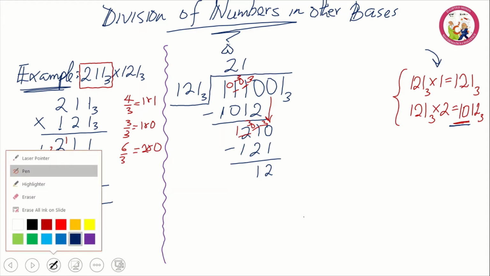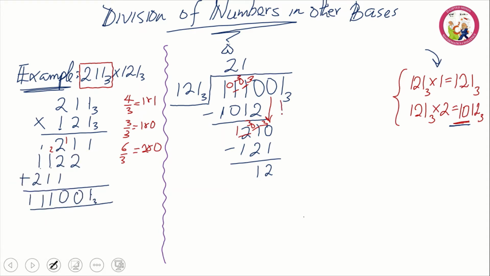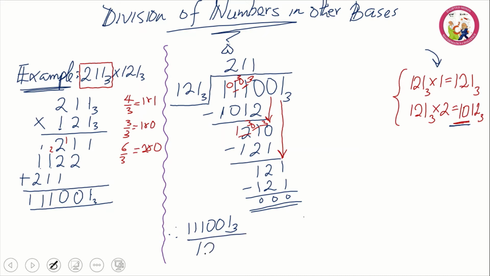Alright, the next step you need to take is to get the next digit down. Write it down, that is 1. Okay, again, you divide 121 by 121, which is obviously 1. 1 times 121 is 121. And when you subtract, you get 000. So it means we've gotten to the end of this division. Therefore, when you divide 1110001 base 3 by 121 base 3, the answer is 211 base 3 as expected.